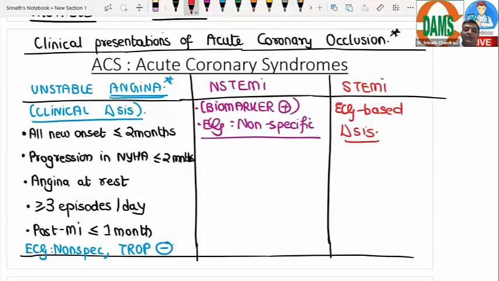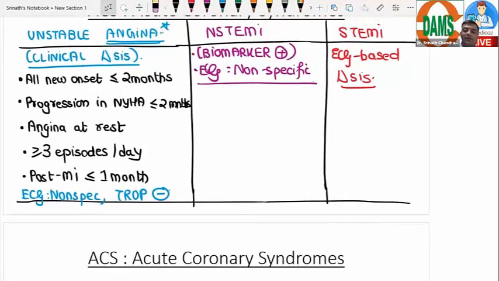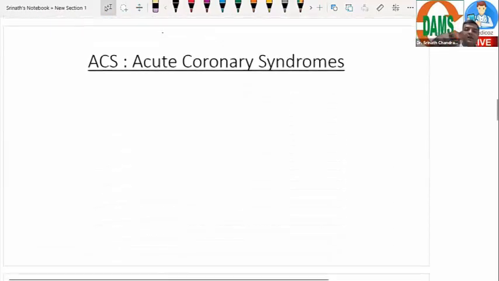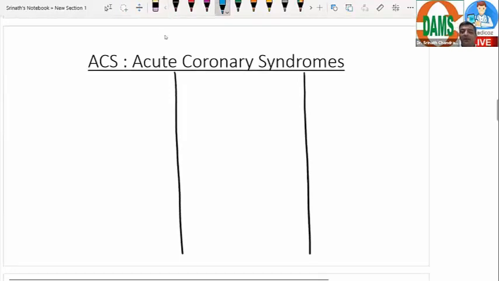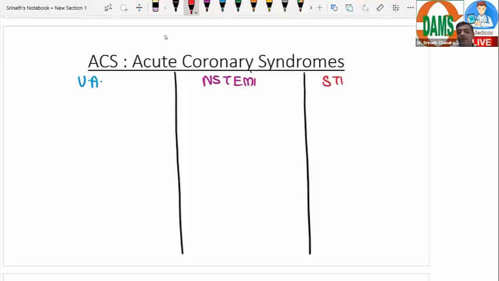So what are the drugs? I'll continue the table on the next page, same table. So continuing the table, there is unstable angina, NSTEMI and STEMI. What will be the treatment algorithm?